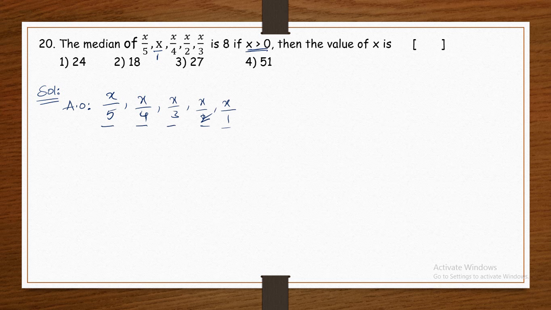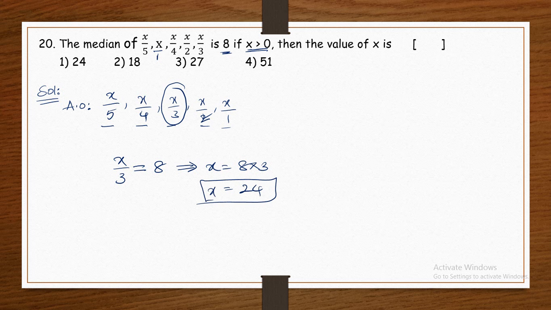Since an odd number of observations is given, the middlemost one will be my median. So what is the middlemost one? The middlemost one is x by 3. So clearly the median is x by 3. But the median is given as 8, no? So x by 3 is equal to 8. On cross multiplication, x is equal to 8 into 3, which gives me x is equal to 24. Hence the value of x is 24, right?